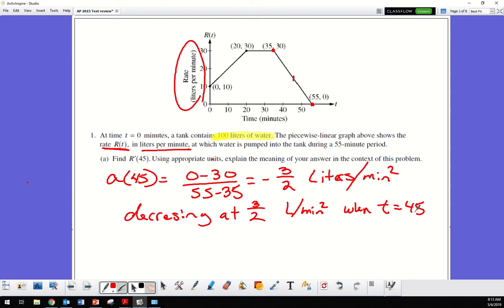So this is like half English, half math. That's 2 points. It's 1 point for all of this, and 1 point for the decreasing explanation. Wow. This is not hard.